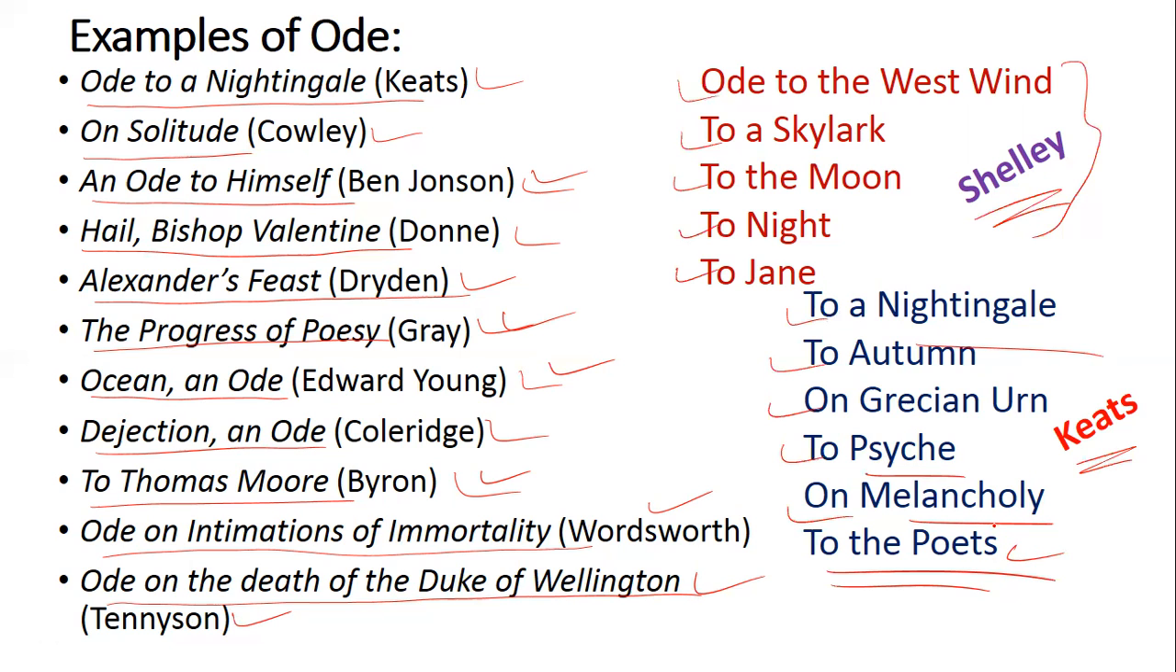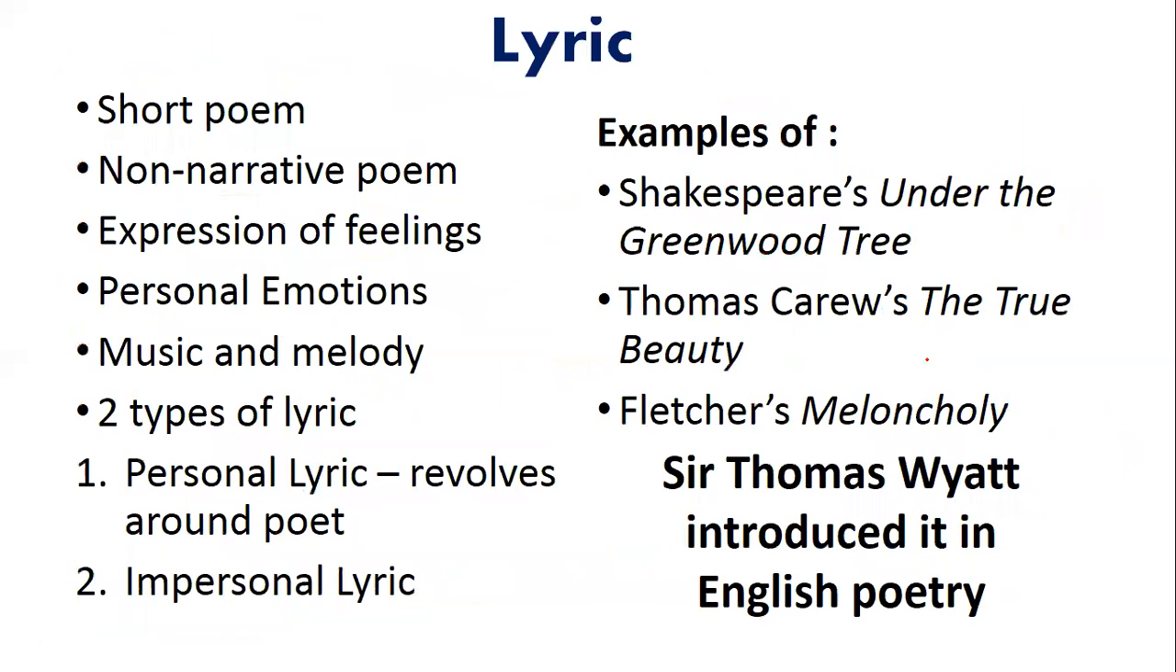So these are the best examples of odes, friends. Then when we move further to another form of poetry, we can see here lyric poetry. Lyric poetry is particularly a very short poem. So a non-narrative poem, we can also say, because it has nothing more to say in its description. Only a small, short narration is there. That's why it is called non-narrative, because it is written very shortly.